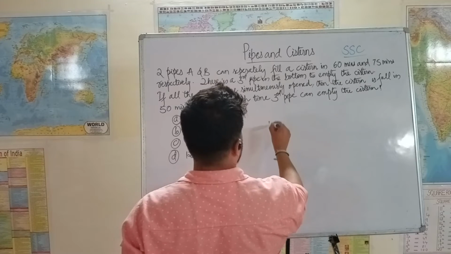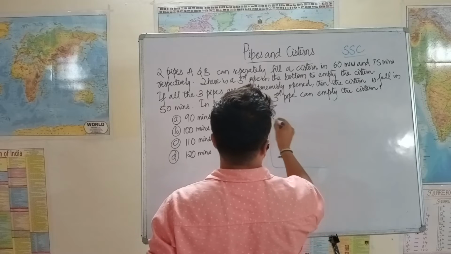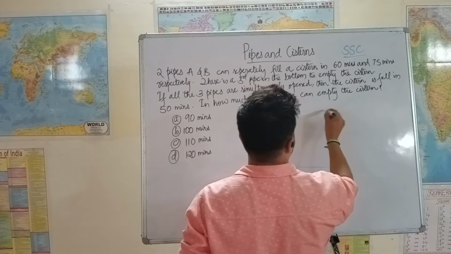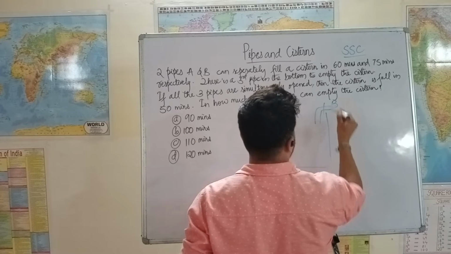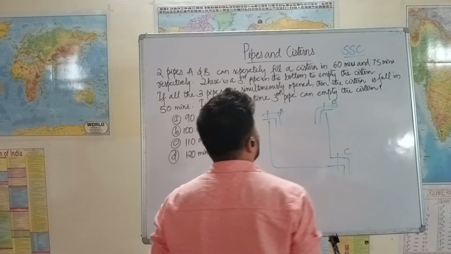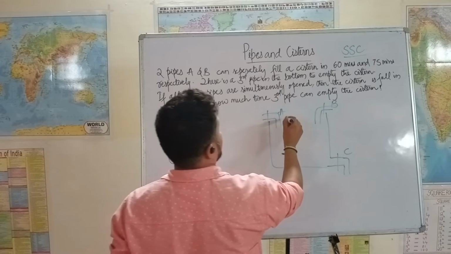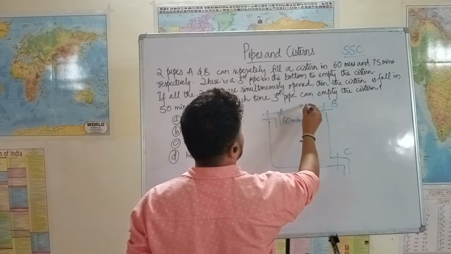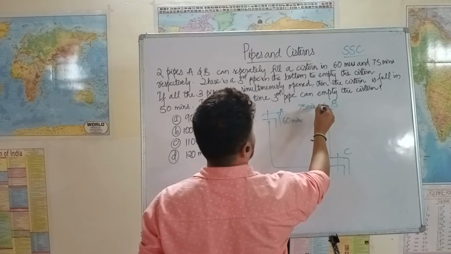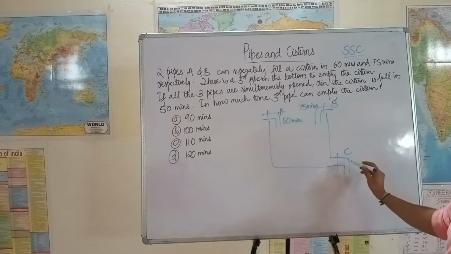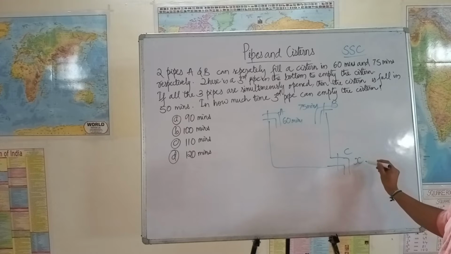See, there is a system with three pipes A, B, and exit pipe C. This can fill the entire tank in 60 minutes, and this can fill the entire tank in 75 minutes separately. Right? We don't know the efficiency of C. Let's assume it can empty the tank completely in X minutes.